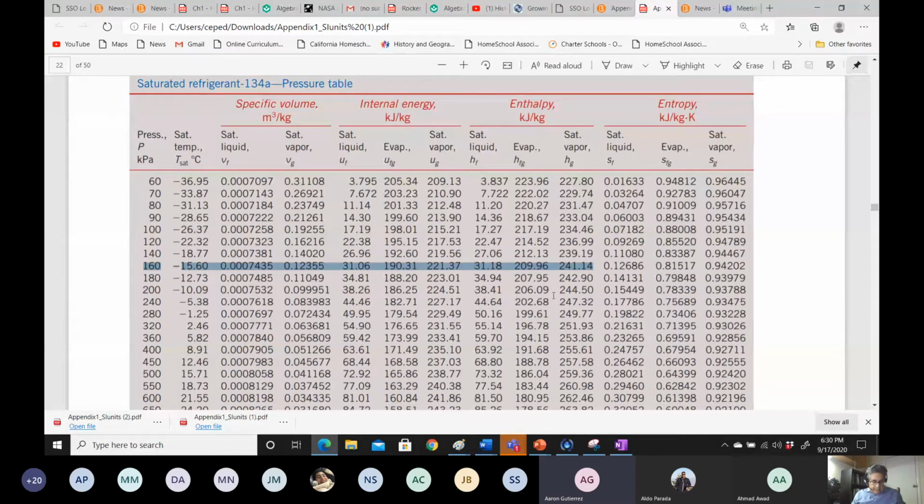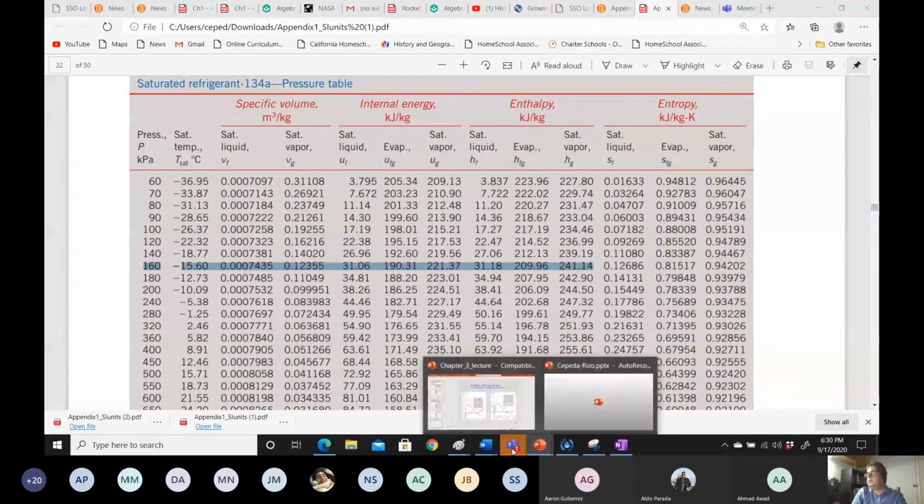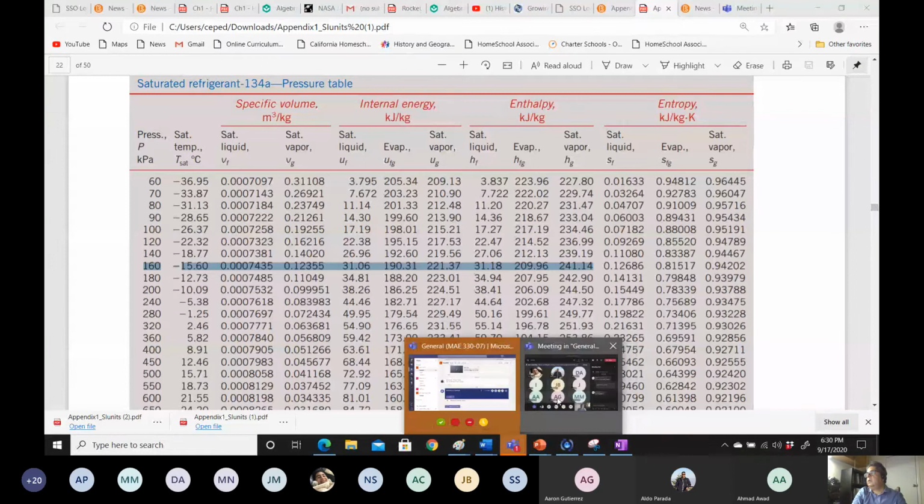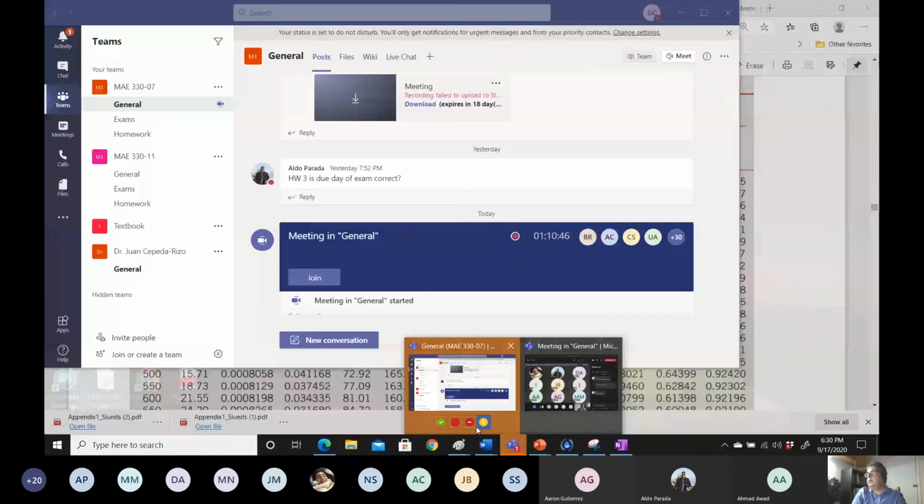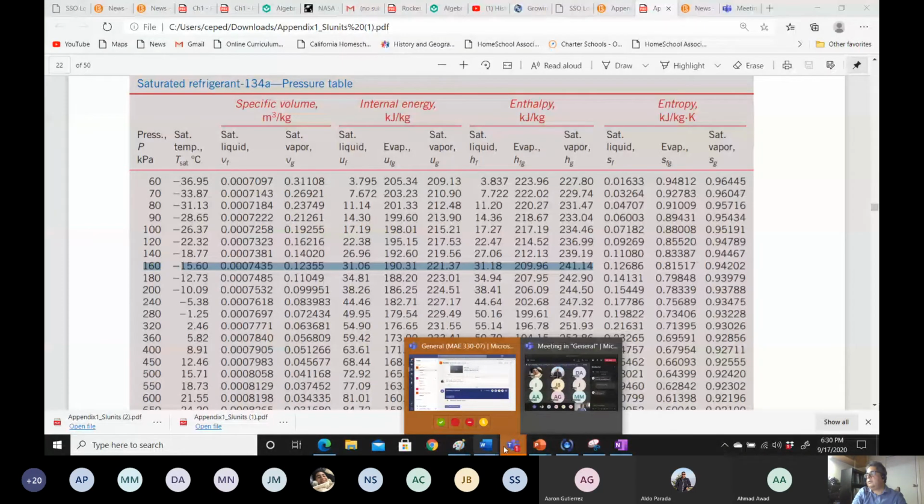Okay. All right. Let's see how much more we got here. That's pretty much everything. Ideal gas. Let's go talk about ideal gas a little bit. All right. Ideal gas.